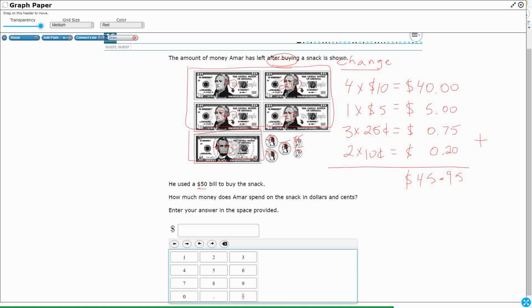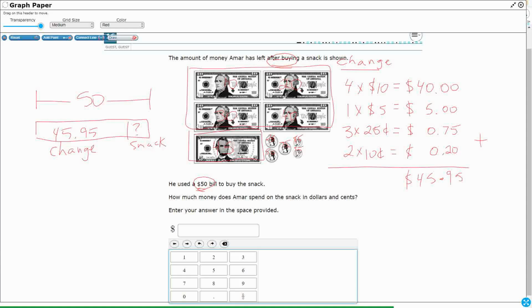Now, why would you pay for a snack with a $50 bill? I'm not sure. Sometimes if you go into a store and pay with a 50, they might ask you to pay with something smaller because that's a lot of change they have to get back. But you need to figure out how much money he spent on the snack. So look, here's your total. That's what you paid with. $50 bill. What you received back was this $45.95. So we're trying to find how much the snack was. This was the change, and this was the snack.